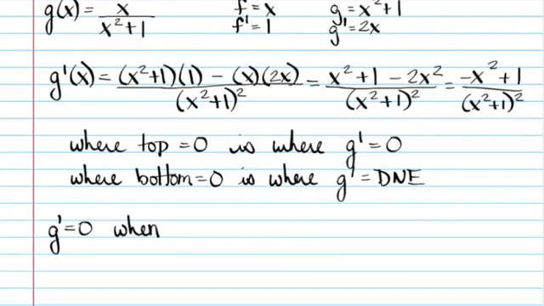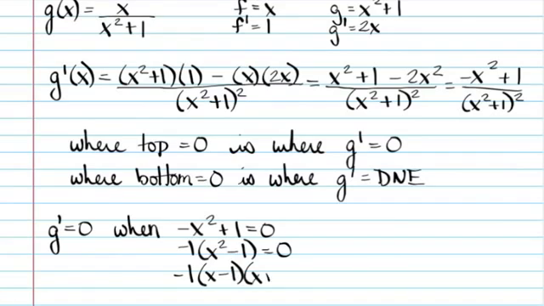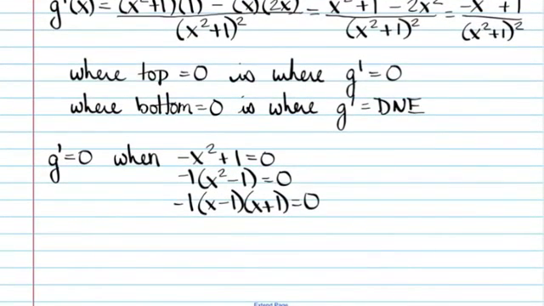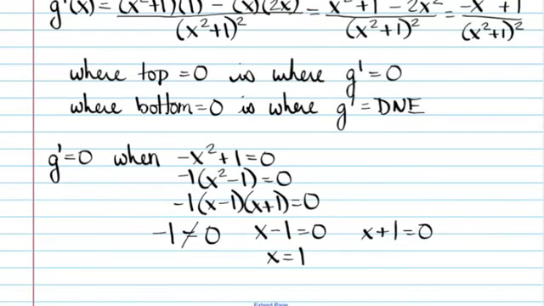Okay, so g prime equals 0 when the top, the negative x squared plus 1, is equal to 0. I'm going to factor out a negative 1 because then it's a little bit easier to see. It's a difference of squares. So x minus 1, x plus 1. So then I'm going to get my two values of plus or minus 1. Now negative 1 is never going to be equal to 0. But I do have x minus 1 equal to 0 or x plus 1 equal to 0. So I get x equals 1 or x equals negative 1.